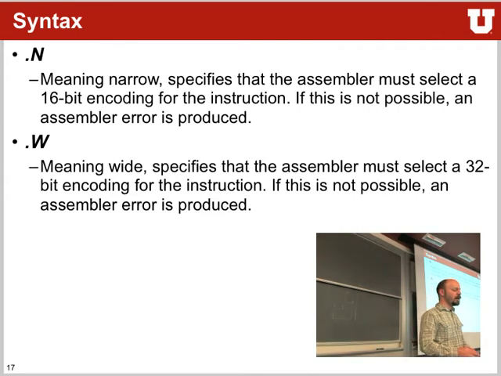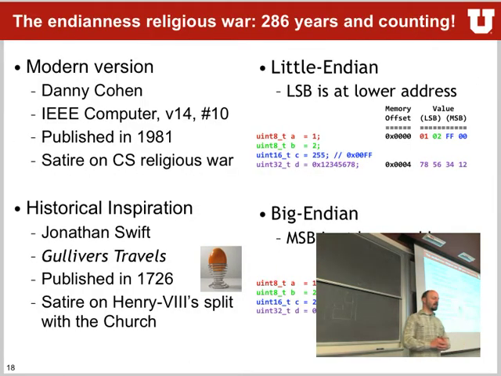Okay, endianness. Well, you can think of it as a religious war that has been going on for 286 years and counting. It was one of the historical inspirations from Gulliver's Travels, where you had the Big-Endian people and the Little-Endian people. One group opened the egg from the pointy side, the other from the big side. That's where the name Big Endian, Little Endian comes from.